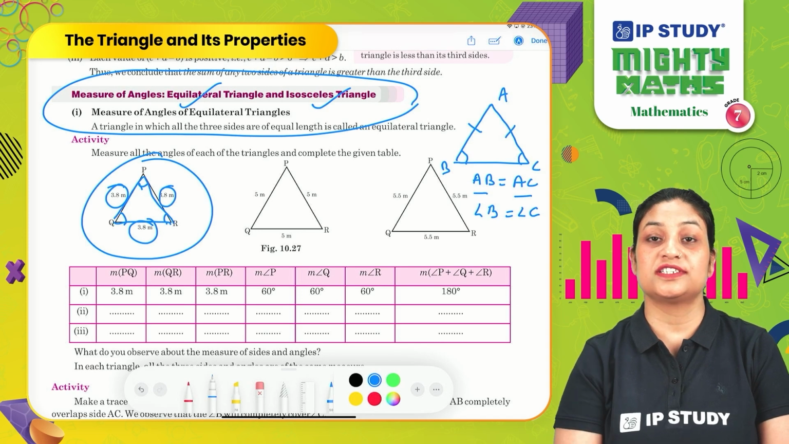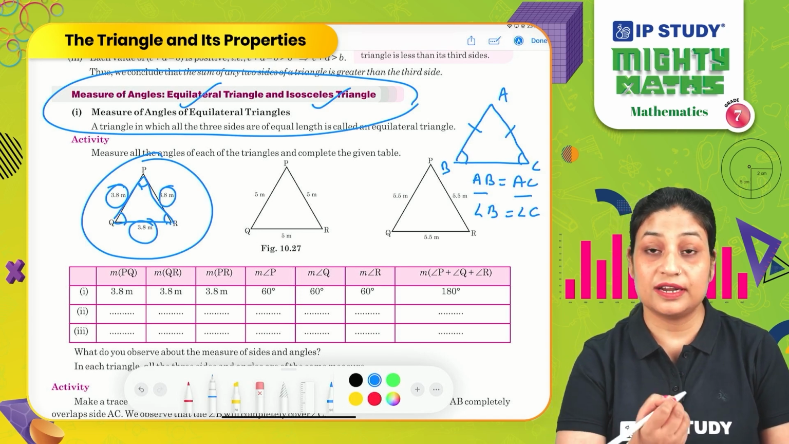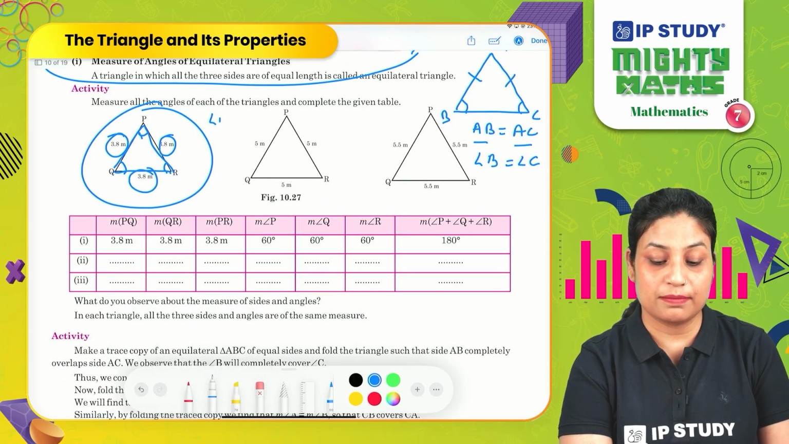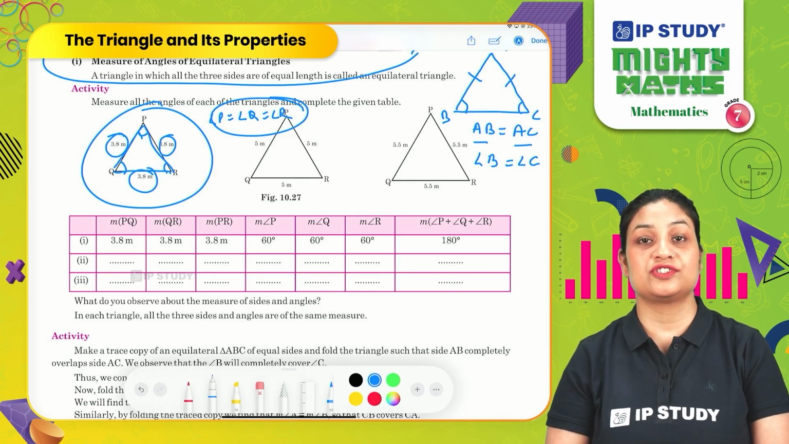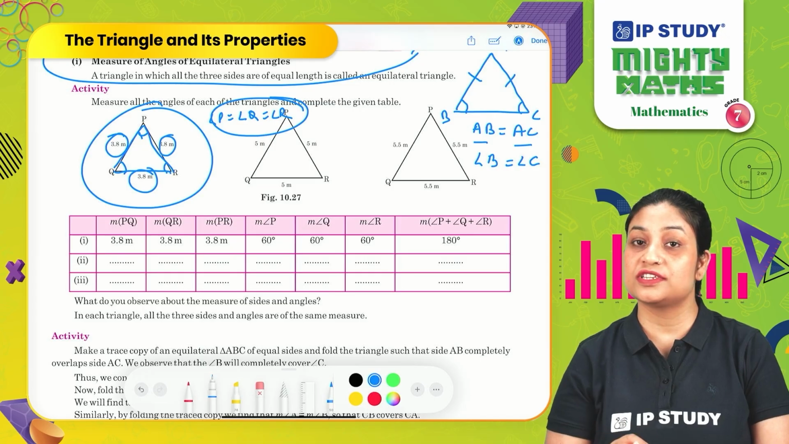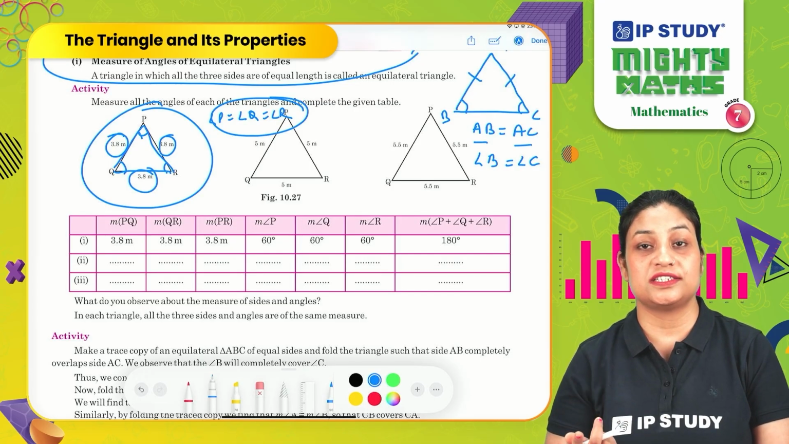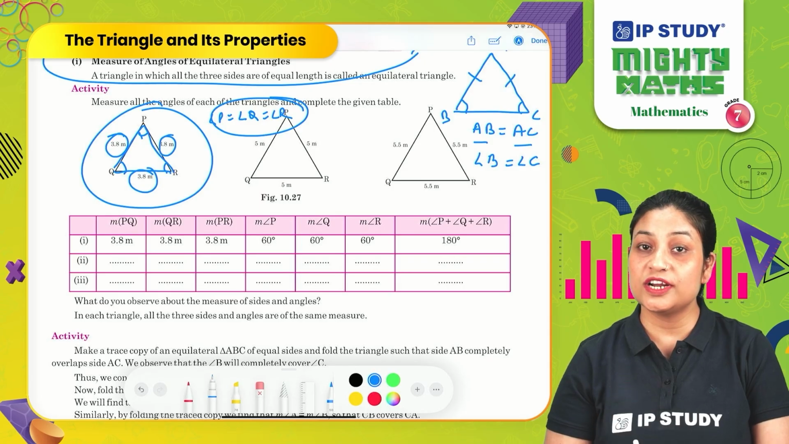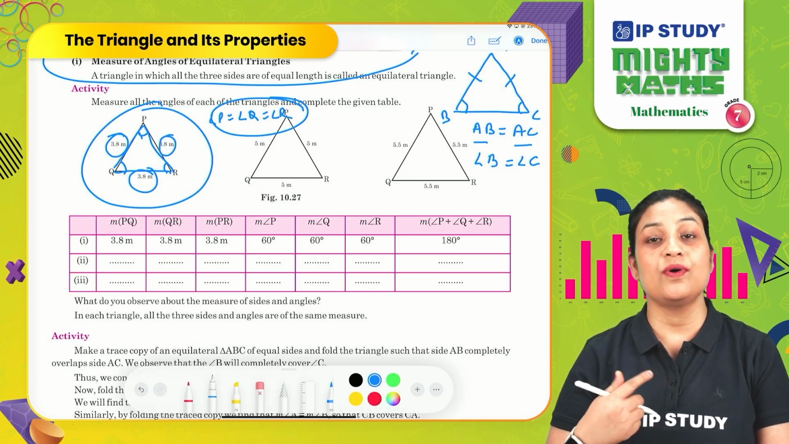So, if all the three sides are equal, then all the three angles are equal to one another. It means that here angle P equals angle Q equals angle R, right? So, I hope you have understood this topic. What we have learned is that in an isosceles triangle, since we have two equal sides, the angles opposite to equal sides are equal, and in case of an equilateral triangle, if the three sides are equal, hence the three angles are also equal.